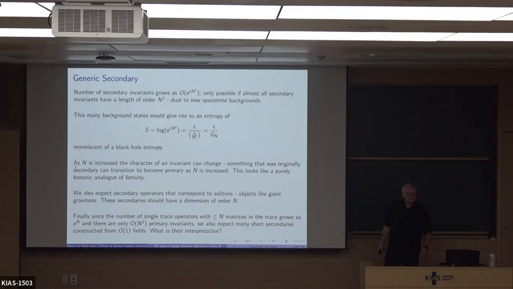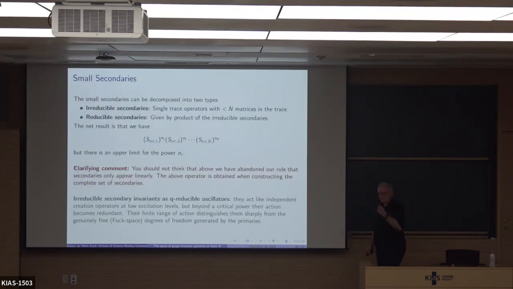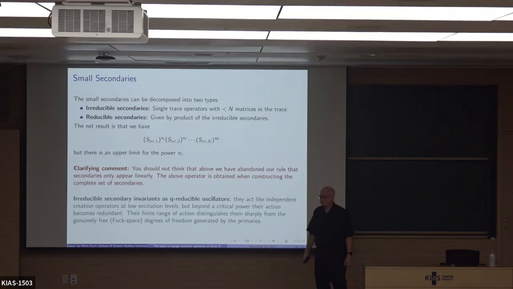So things that have a dimension of order 1, but are still secondaries. If you just go ahead and work out what these secondaries are for some specific examples, you can compute them. Amongst those secondaries, there are some that are irreducible secondaries. We call them irreducible secondaries. They are given by single trace operators. So there really are some single trace operators that appear. But then there are also some reducible secondaries that are given by powers of these irreducible secondaries raised to some power. So how should we think about that?